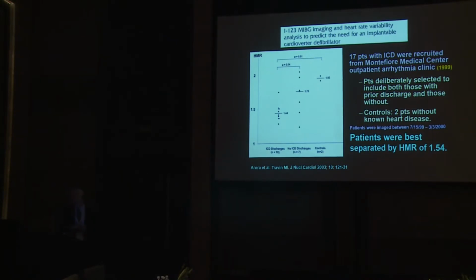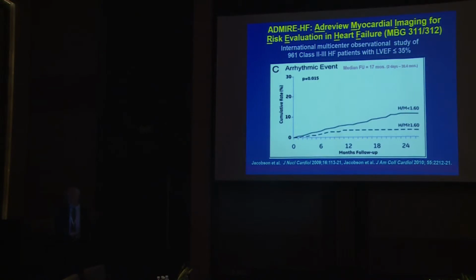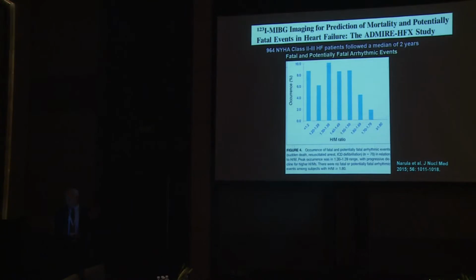One of the first studies, something a fellow looked at way back 20 years ago or so, looked at patients who already had defibrillators. We picked out patients with arrhythmias and those without, and we saw that the cardiac uptake, in terms of the heart mediastinal ratio, effectively separated the patients. Dr. Nakata from Hokkaido, Japan, who worked on that study with me, did his own, more prospective study in Japan, and he saw that heart mediastinal ratio predicted lethal events independently from ejection fraction and independently from BNP. And in ADMIRE-HF, the largest study, 1,000 patients, if you had a good heart mediastinal ratio, your risk of a lethal ventricular event was very small.